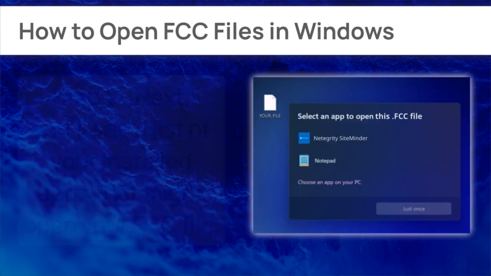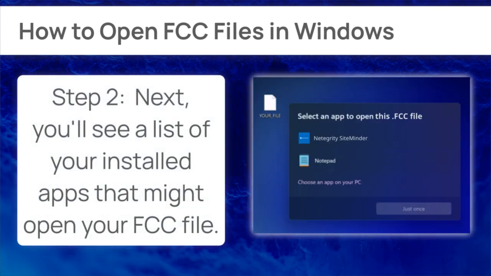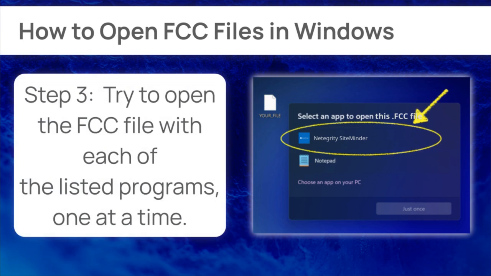Right-click your FCC file, then click Open With. Prioritize Integrity SiteMinder if you see it. If not, test the next program. Sometimes it's a hidden application that works.